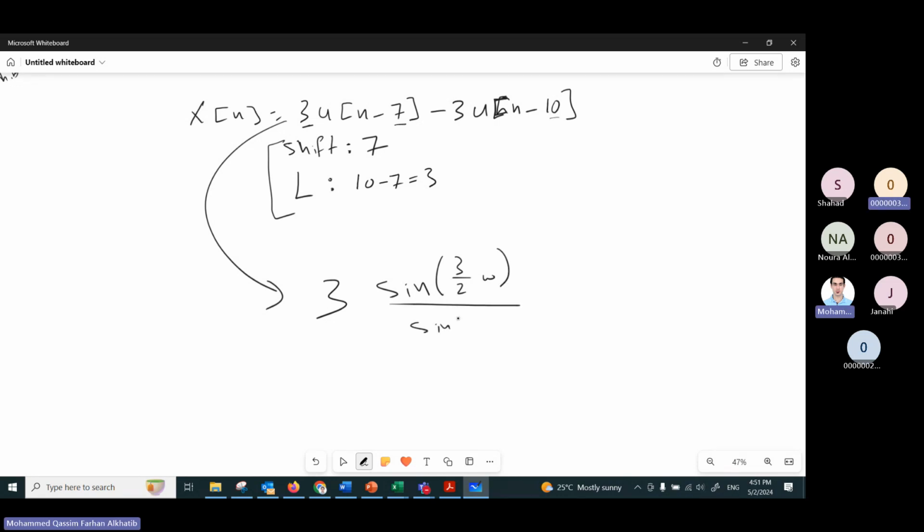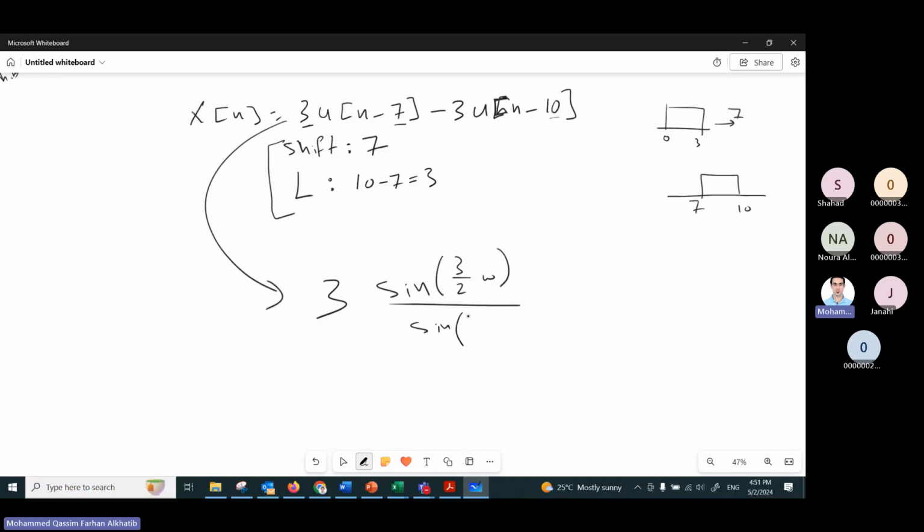Doctor, why didn't we say shift by 10? No. Shift how much? We don't have a rectangle from 10. We have the rectangle like this, so that's 0 to 3. Now shifted by 7, I will get the rectangle like this, from 7 to 10. So I'm shifting by 7 because I'm starting from 0.